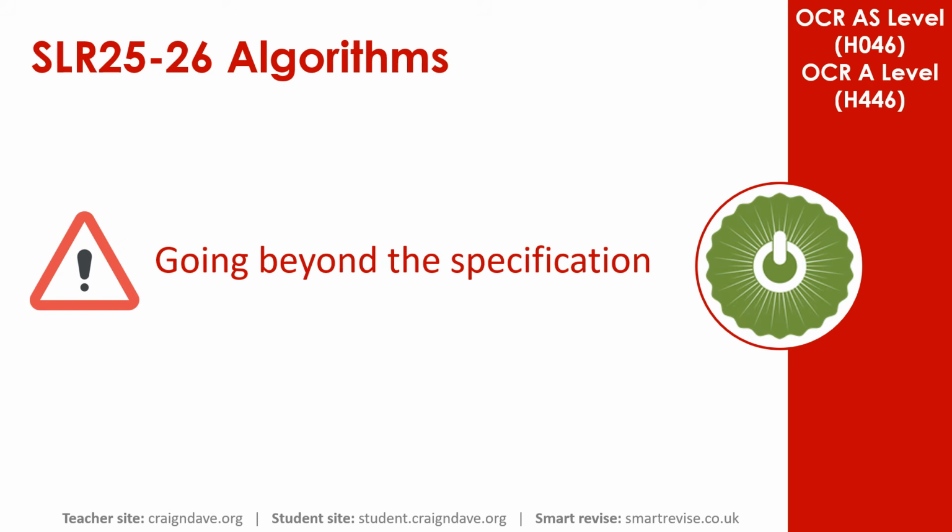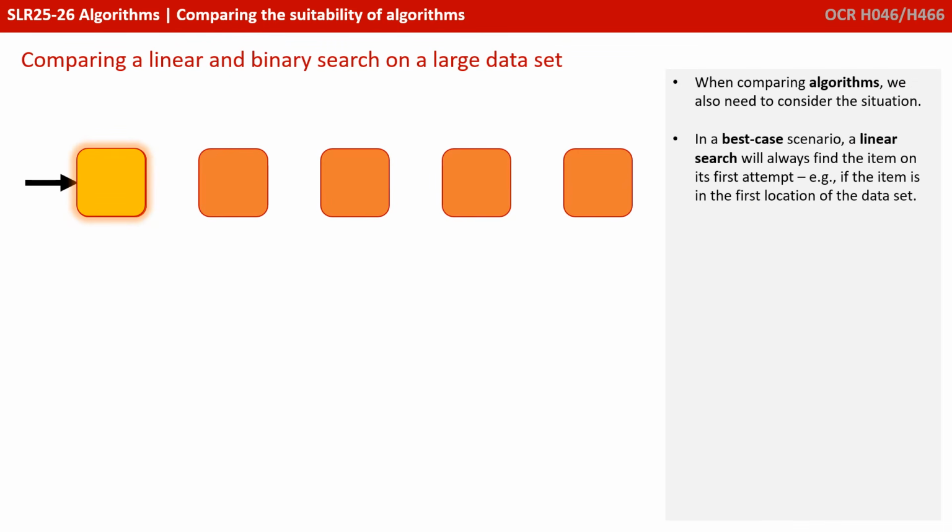If you're interested in what's covered in the full A level, we're going to touch briefly on it now, although of course if you are an A level student, we have dedicated videos on these. So when comparing algorithms, we also need to consider the situation. In a best case scenario, a linear search will always find the item on the first attempt, e.g. if the item in the first location of the dataset is the one we're after.